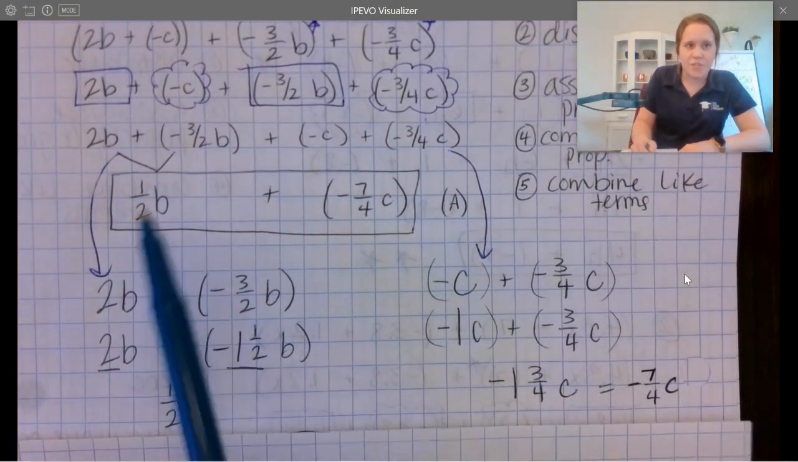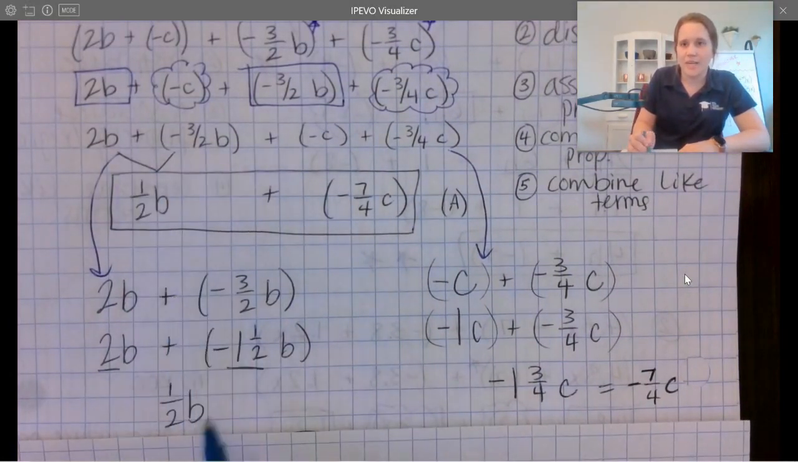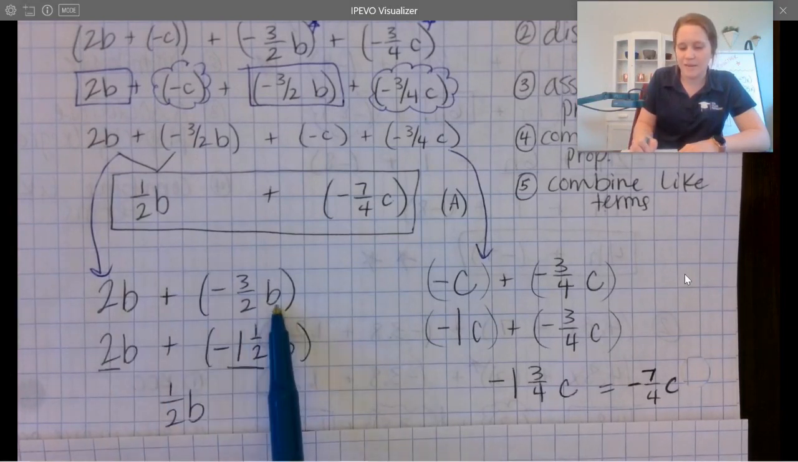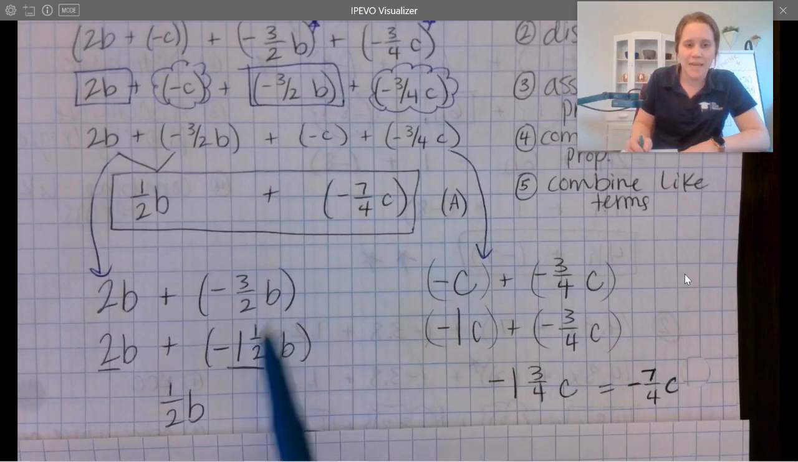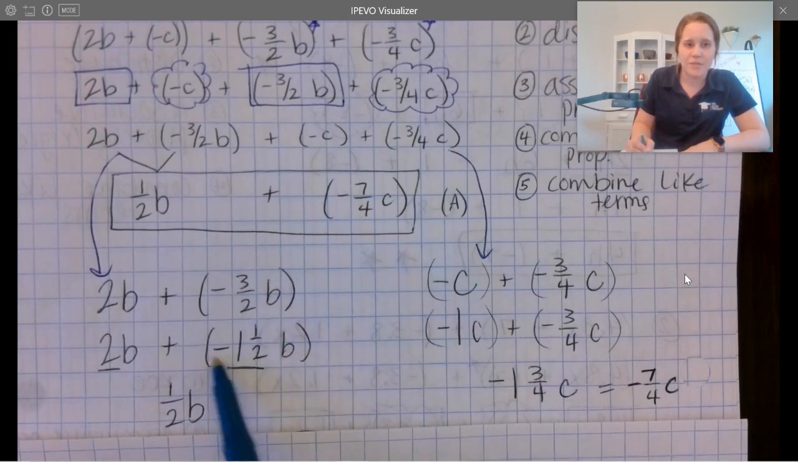And I wrote just this part down here so that I could solve it. So 2b plus negative 3/2 b is what I'm trying to figure out. I'm trying to combine these two terms. I know that negative 3/2 is equal to negative 1/2.